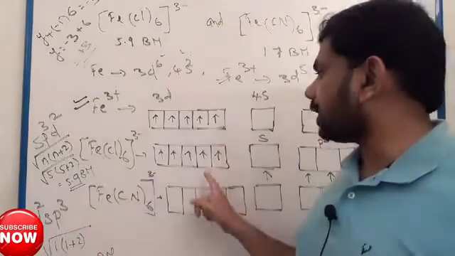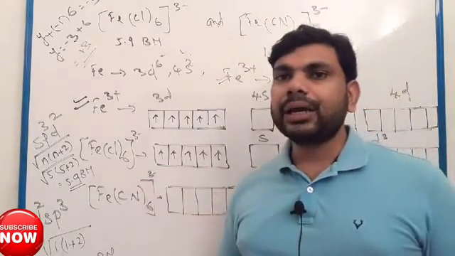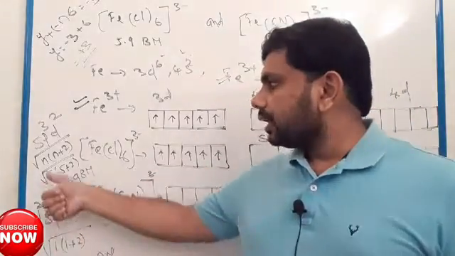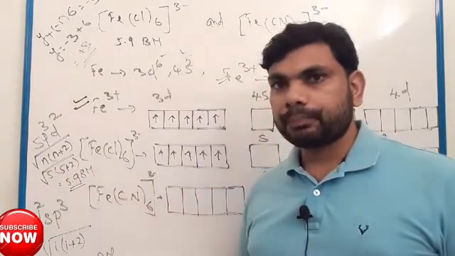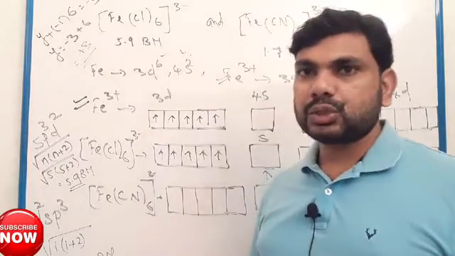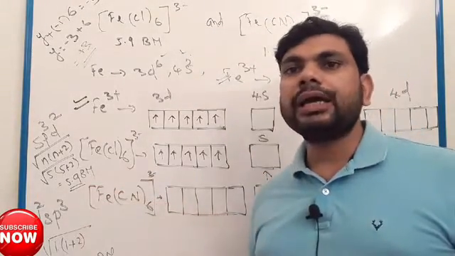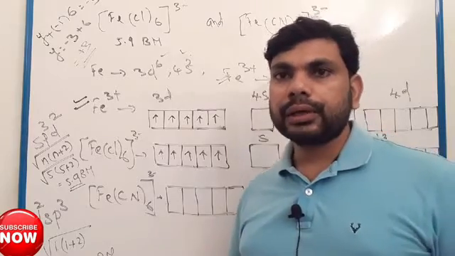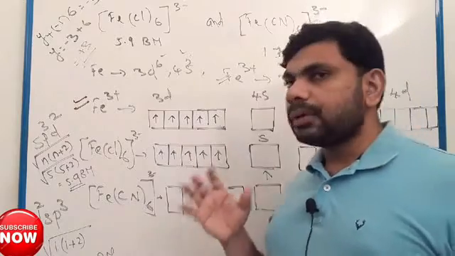Here how many unpaired electron? 1, 2, 3, 4, 5. 5 unpaired electron. So here n means unpaired electron, so 5 into 5 plus 2. The value will be 5.9 Bohr magneton. So you can find magnetic moment very easily.